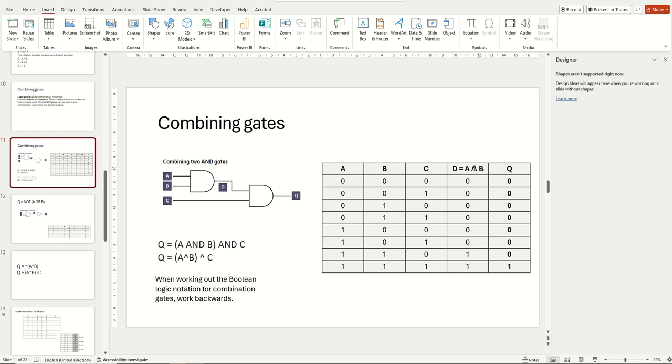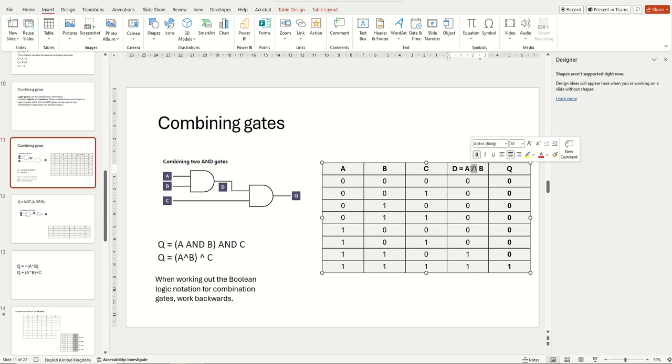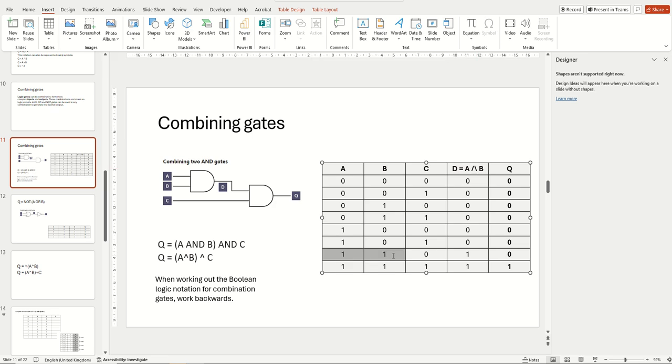We've got D here, and we've got D equals A AND B. Perhaps I should have put AND in there to make it easier, but that's the AND symbol. So what you have to do with this one is look at where A and B are both 1, which they are here. That will result in a 1 coming out of D, and then you can compare D and C, and there's only one combination of inputs that results in an output. This is what that is expressed as in notation.